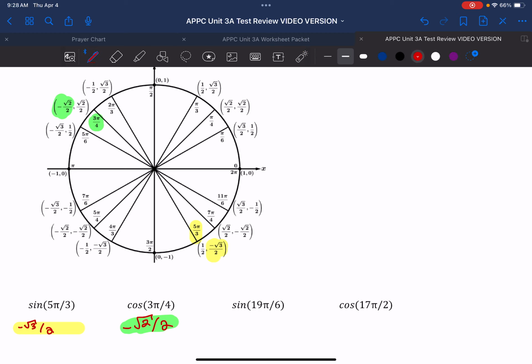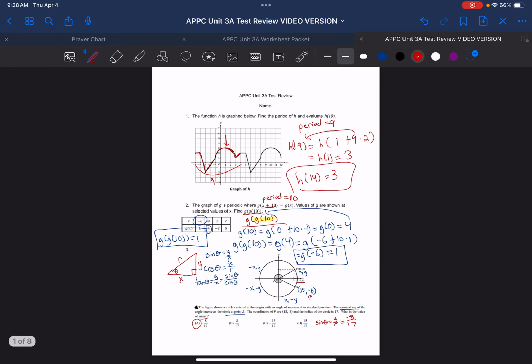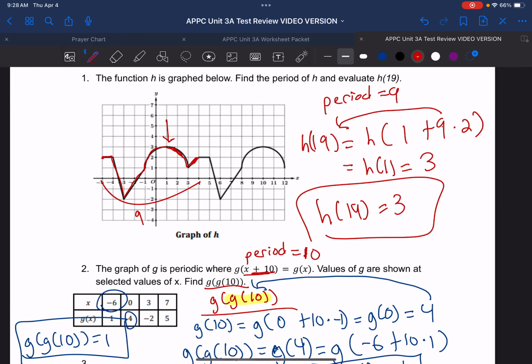So this is the same thing as sine of 7 pi over 6, which is the y value at 7 pi over 6. Which is negative 1/2.